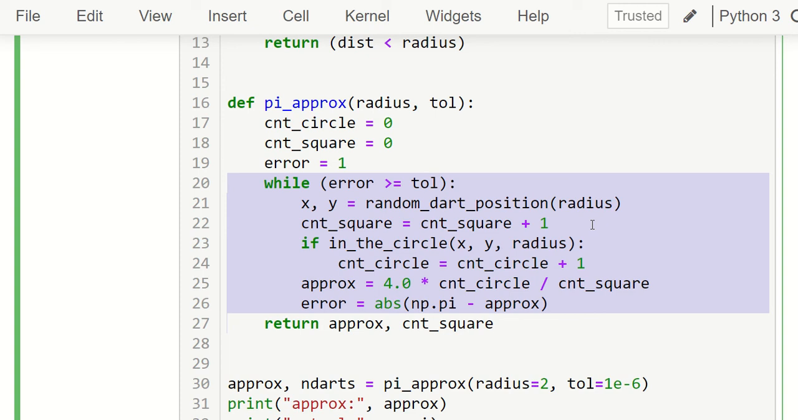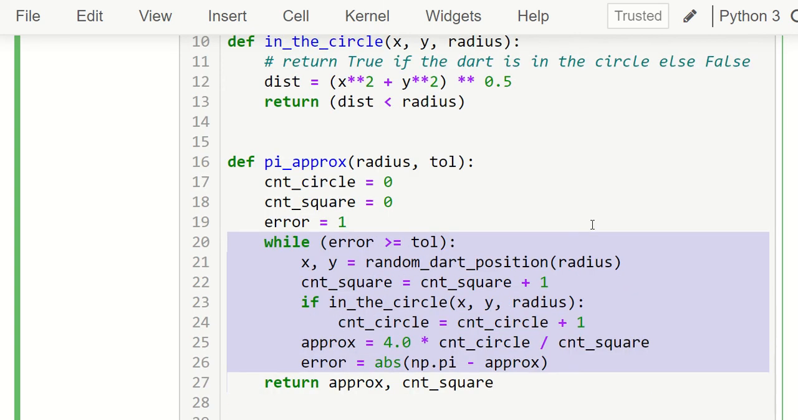Then in record 22, I increment the number of throws inside the square. Why do I do this? I don't test anything, I just add 1 to the number of throws in the square. Have you thought about that? Oh, you couldn't because you've never seen it before. But think about it now. Why do I simply say, irrespective of what the x or y coordinates are, I add 1 to the number of darts inside the square?